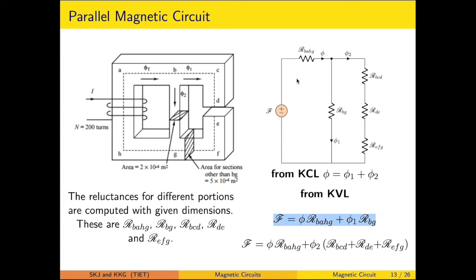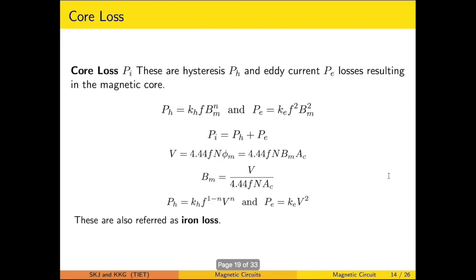You can have a closed path. Likewise, you can write the KVL relationship. Similarly, whatever the MMF across this particular branch is, that will be the MMF across this parallel branch as well. So these concepts are used in analyzing the circuits.